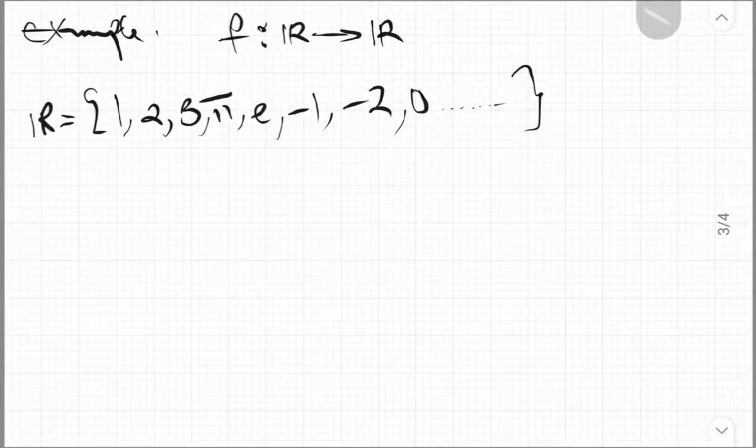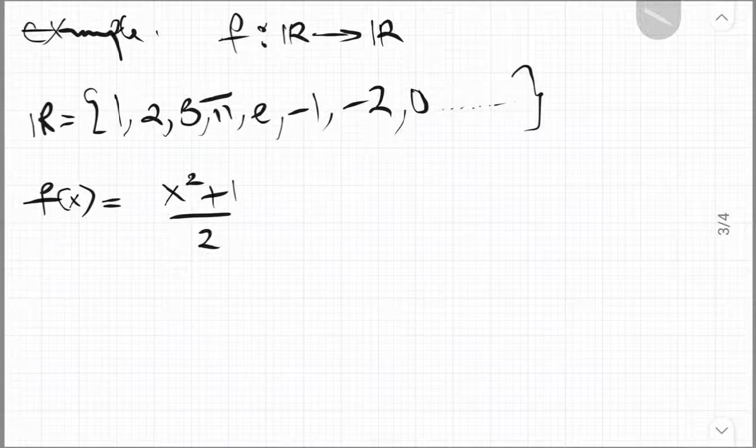So let's consider a function f of x equal to x squared plus 1 over 2. Note that this is not a set but a function. Let's try to take elements in real numbers and input them. Let's put in x equal to 1 and see what f of x is equal to.